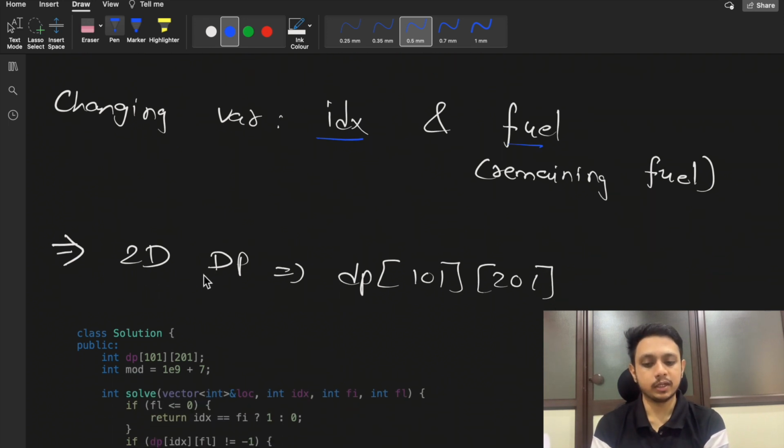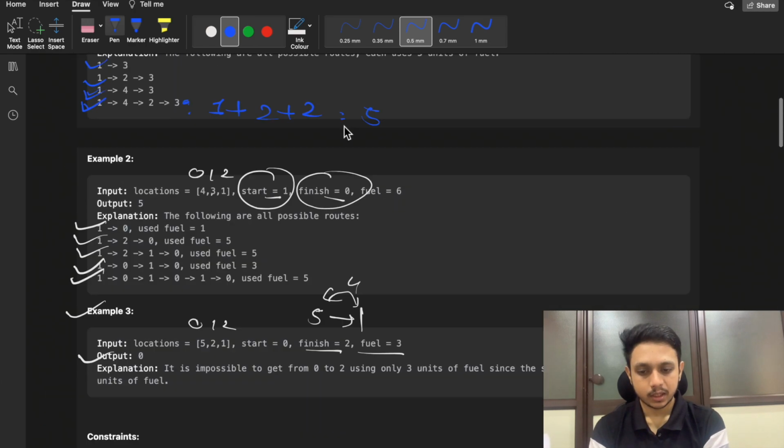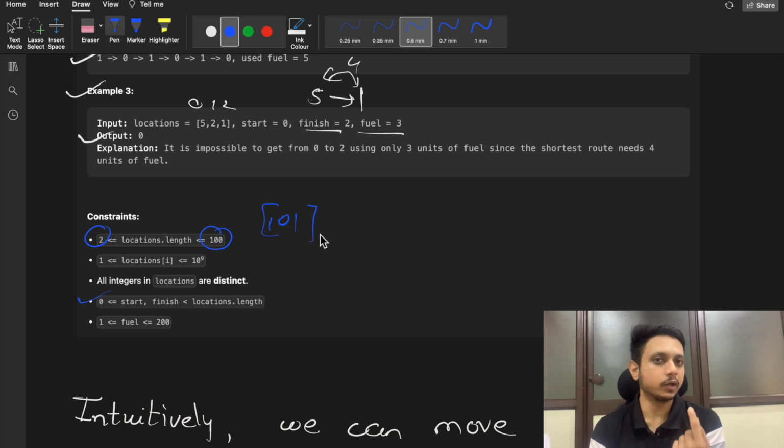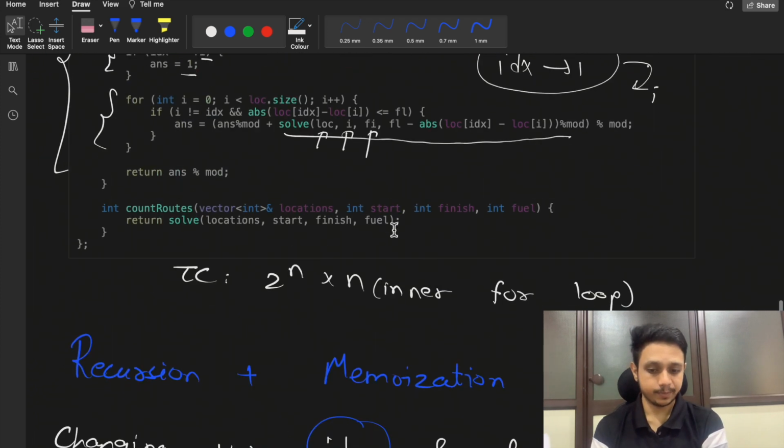So yeah, we will take a 2D DP array of size 101 by 201, because if you check the constraints, the start and finish location will be maximum up to 100. So we will take a DP of size 101, because we can have 100 as an index. We take one more as the size, and the fuel ranges from 1 to 200, so we will take 201. So this would be the size of our DP array.